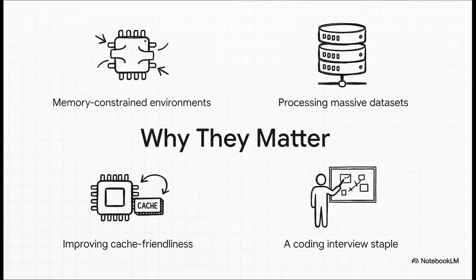You see, in so many real-world scenarios, using extra memory is either flat out impossible or just way too expensive. Think about the tiny chip in your smartwatch or an embedded system in a car. They just don't have memory to spare. Or on the other end of the spectrum, imagine a massive server trying to process a data set that's gigabytes in size. You just can't afford to double your memory usage. And that's exactly where in-place algorithms shine. They work directly on the original data, which also makes them really fast because of how computer caches work. It's no wonder they're a staple of coding interviews. They really test how you think about space and time.